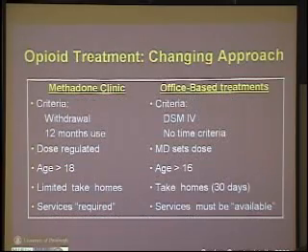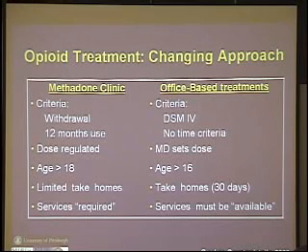The key thing about Data 2000, and I don't want to go into too much detail, but as we mentioned earlier today, Data 2000 was really intended to open access to treatment for people who weren't able to go to methadone clinics or didn't want to go to methadone clinics, and really allow this type of therapy to go into traditional healthcare settings.